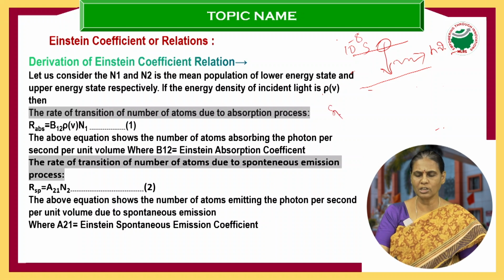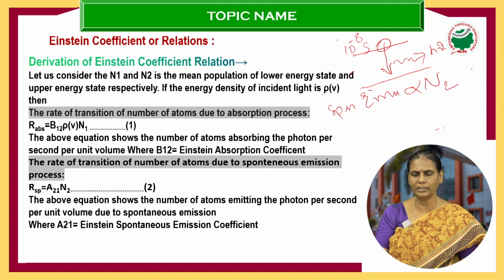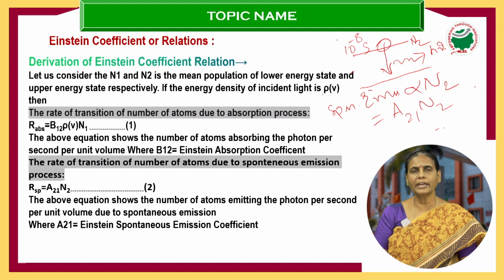Now, spontaneous emission depends on what factors? Spontaneous emission depends on a single factor only. That is, it is proportional to N2. Why not energy? Because we are not using any energy, so it does not depend upon any energy factor. It depends only on the number of atoms present in the higher energy state, N2. So remove the proportionality sign and introduce a constant named A21, giving A21 N2. A21 is called the Einstein coefficient for spontaneous emission process.